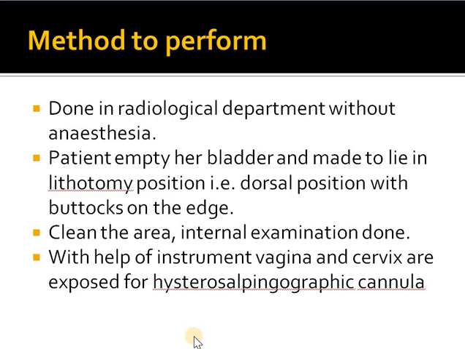Then next, with the help of instruments, we expose the vagina and cervix, and then we put in the hysterosalpingographic cannula. What are the instruments used here? First is the anterior vaginal wall retractor and Sims speculum. With their help, we expose the vagina and locate the cervix. Once the cervix is visible, we hold the anterior lip of the cervix with the vulsellum and put the hysterosalpingographic cannula inside.